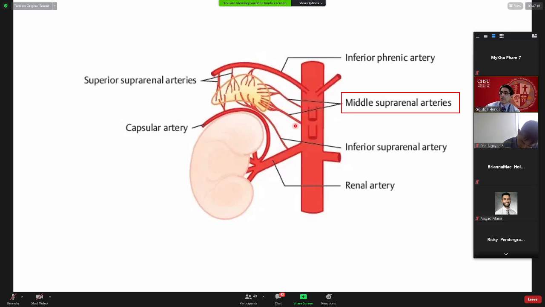So I think part of the take-home message is there are 3 different supplies for one gland. That's kind of unusual. But again, it's an endocrine gland. They want them to be richly vascularized so they can dump their hormones into the blood system and get to the body quickly.